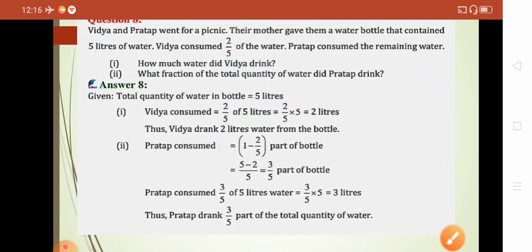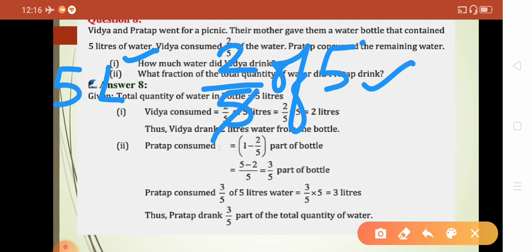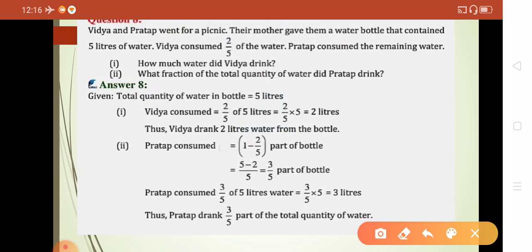So what is the question? How much water did Vidya consume? Vidya drank 2 liters of water, we have found it. And what fraction of the total will Pratap drink? So how will you solve this? You are given the total amount of water is 5 liters. Vidya consumed 2 by 5 of 5 liters. That means 5 will cancel 5 and we have 2 liters. So Vidya consumed 2 liters of water.